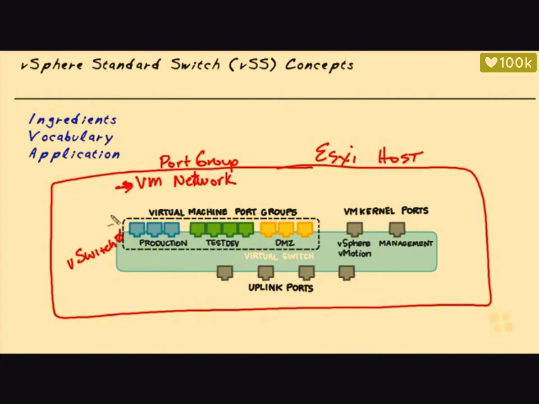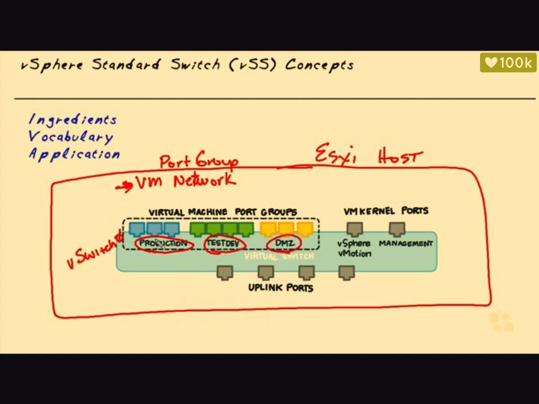However, if we wanted to, we could either replace that or create new port groups or both. And in this fun illustration, someone has created 3 separate VM port groups. They created one called production, one called test dev, and one called DMZ.